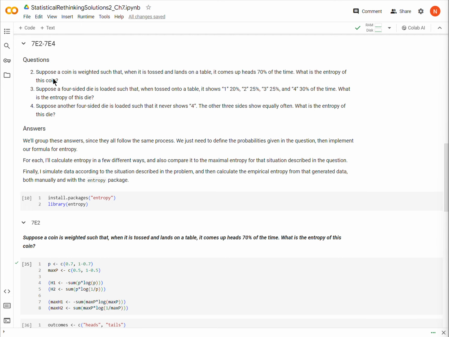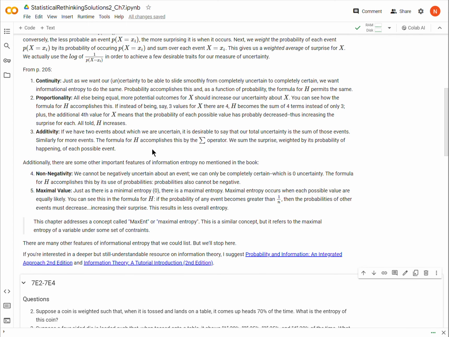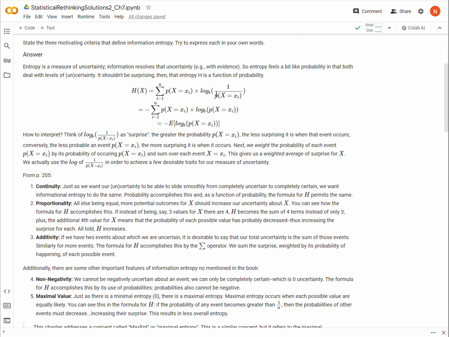So basically what we're doing is looking at different situations and then calculating the entropy. I'm going to calculate entropy in a few ways. In the previous problem, we saw a few different formulas for entropy, and I'm going to use a couple of those in each of these problems. I'm also going to simulate data according to the problem, and then calculate the entropy from the generated data, which should more or less correspond to the theoretical calculations using probabilities that we assign rather than discover through the data.